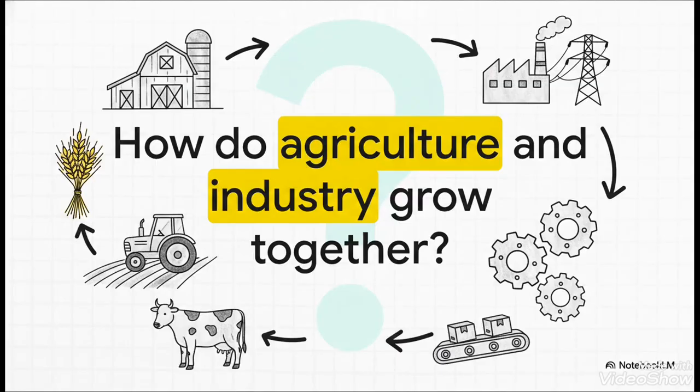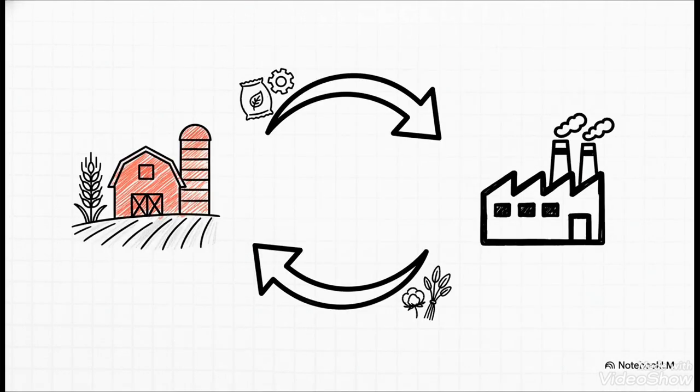This next question is a classic. It's all about the relationship between agriculture and industry. It's easy to think of them as separate, but they're actually partners. So, how do they help each other grow? It's really a two-way street.